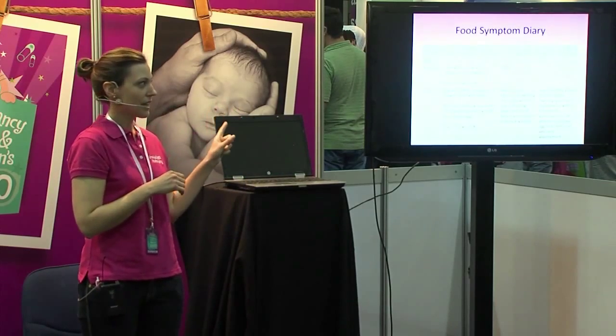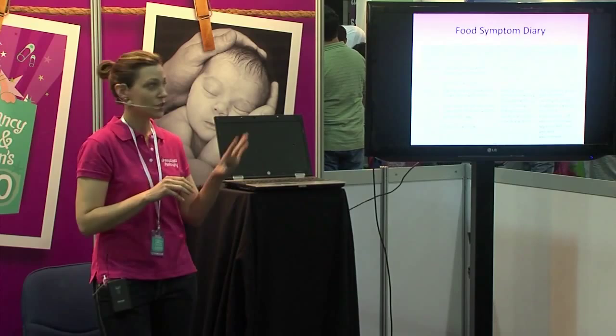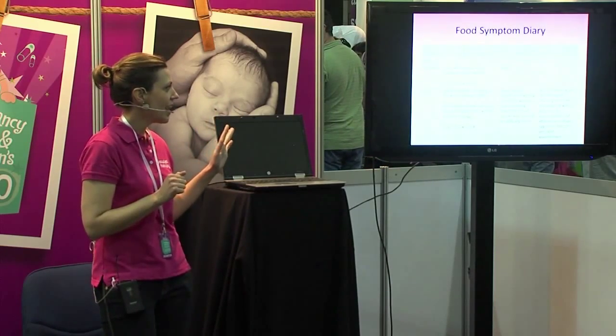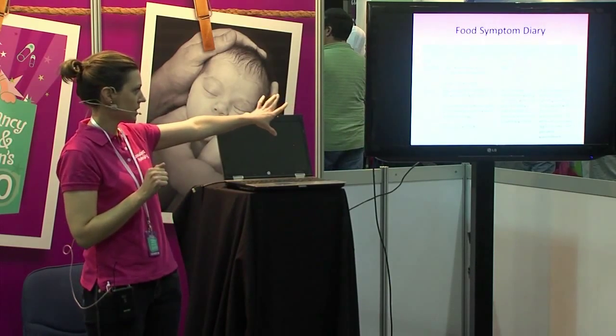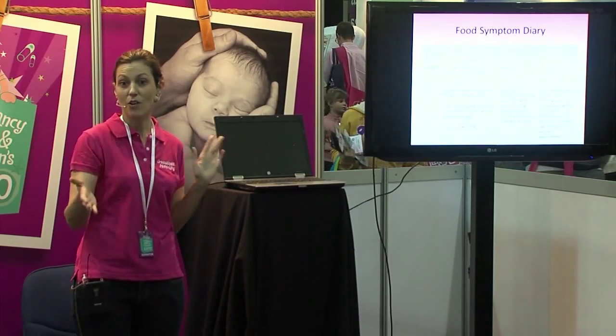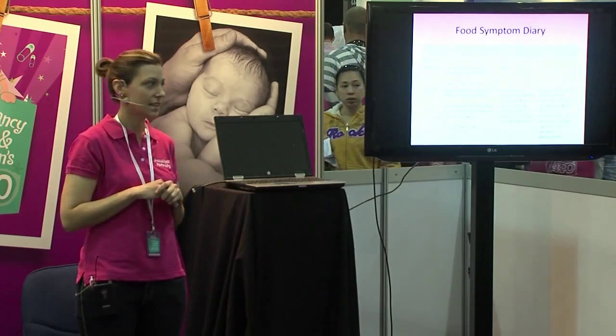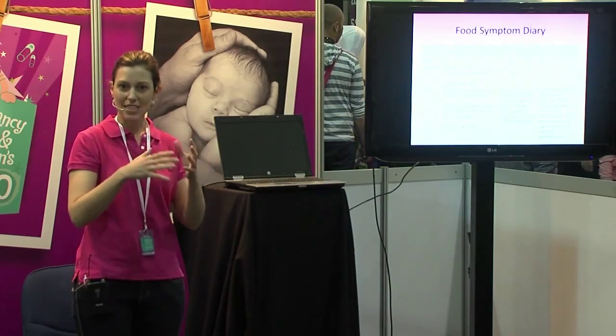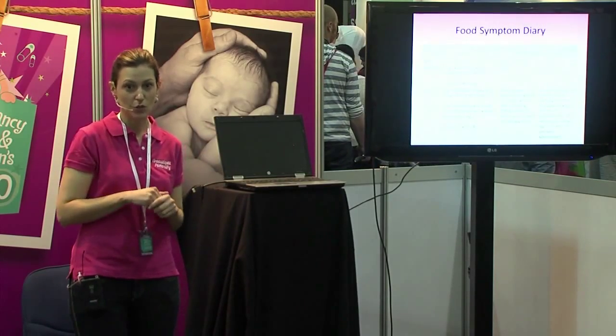So this is an example, again, I'm not sure how well it projects, of just a food symptom diary. And you can see, if you can read this, in this particular child, it was the first time that they'd had egg and had a reaction to egg that resolved with an antihistamine. So it's really important to have that information and can be really useful for us.